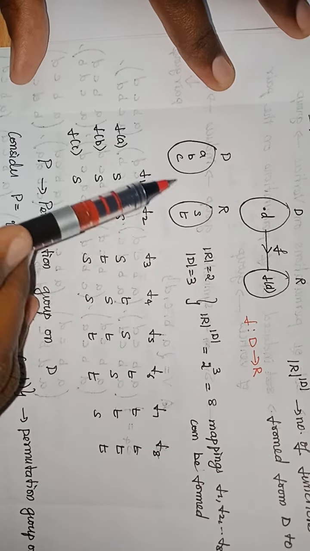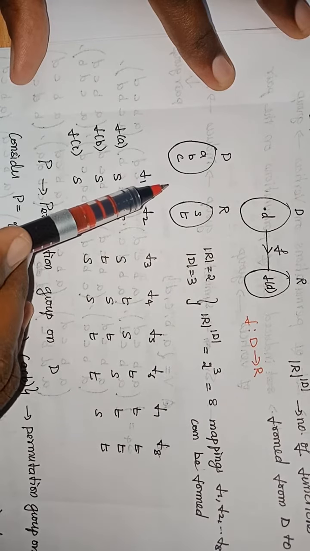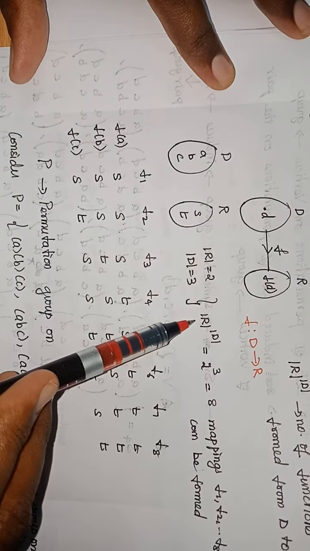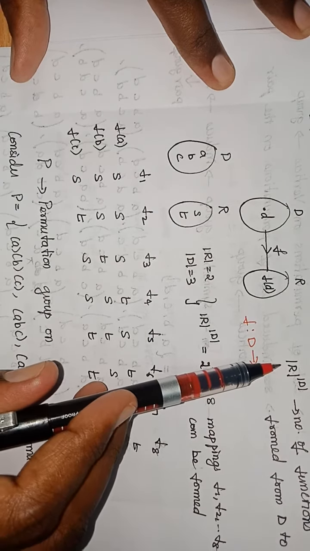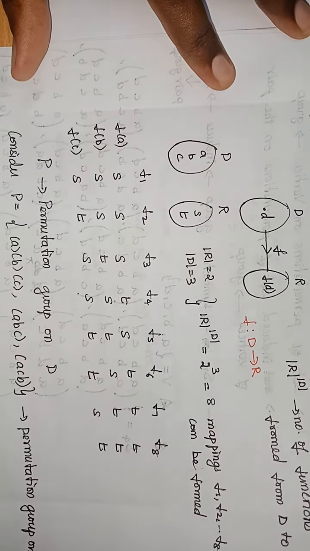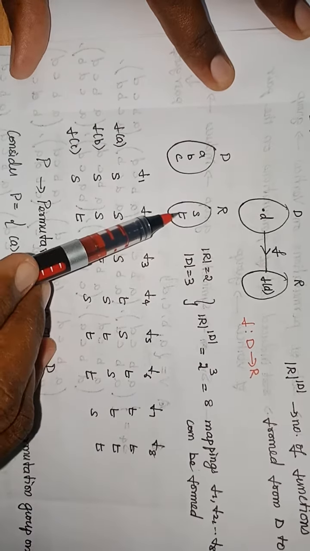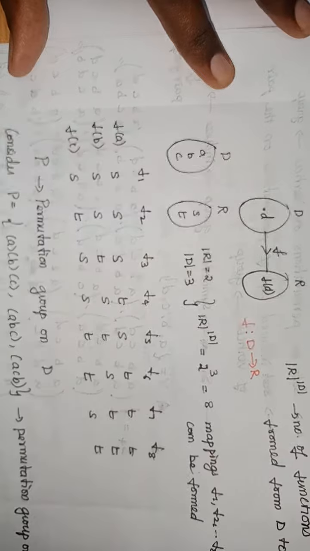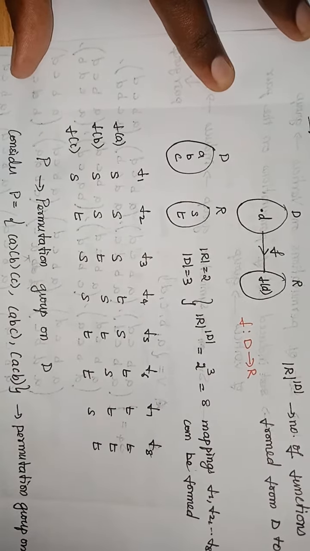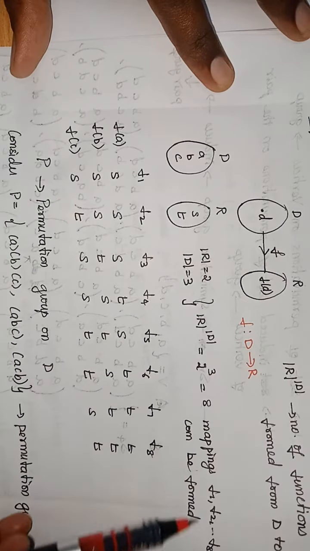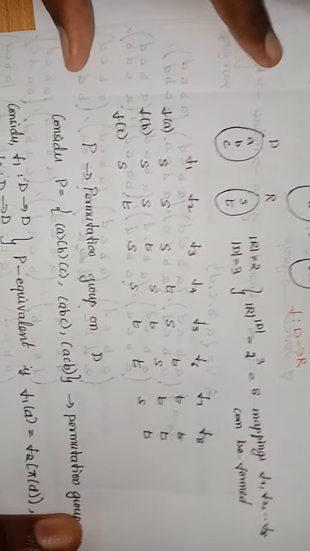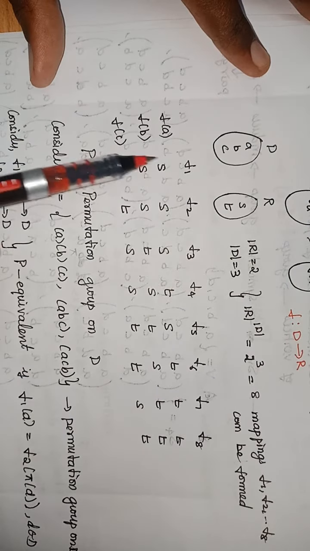So I can form so many functions for these 2 sets. But I can find how many are possible. According to the formula, mod R raised to the power mod D. Mod R is 2 elements, and D contains 3 elements. 2 to the power 3, so 8 such mappings can be formed. That has been listed in the table.